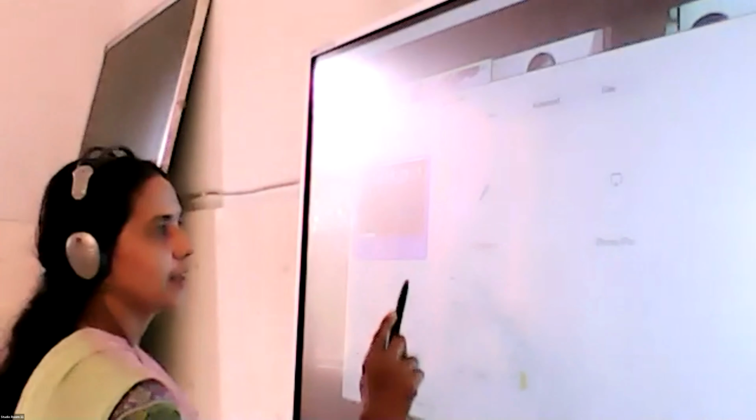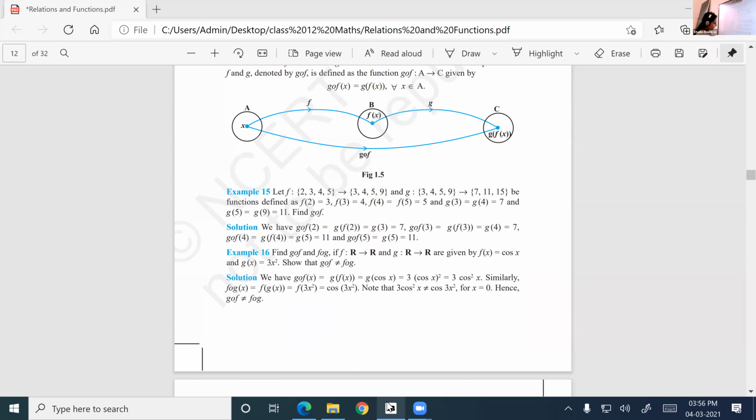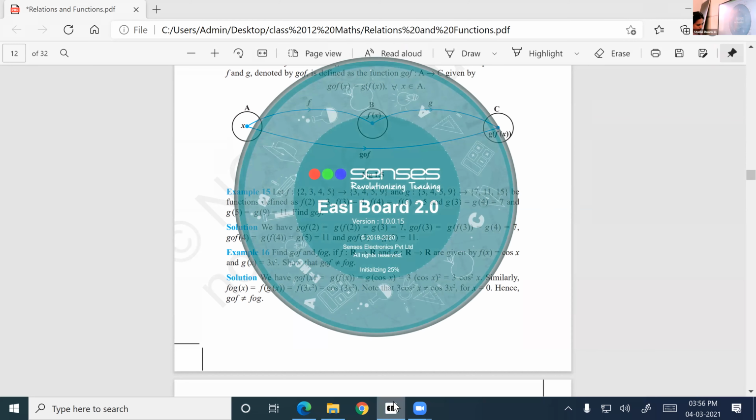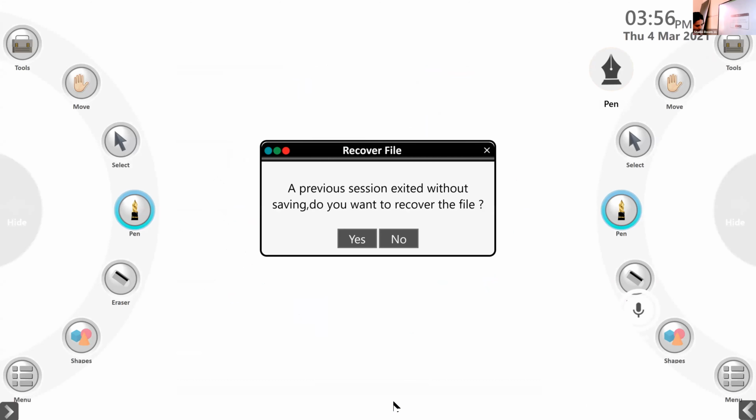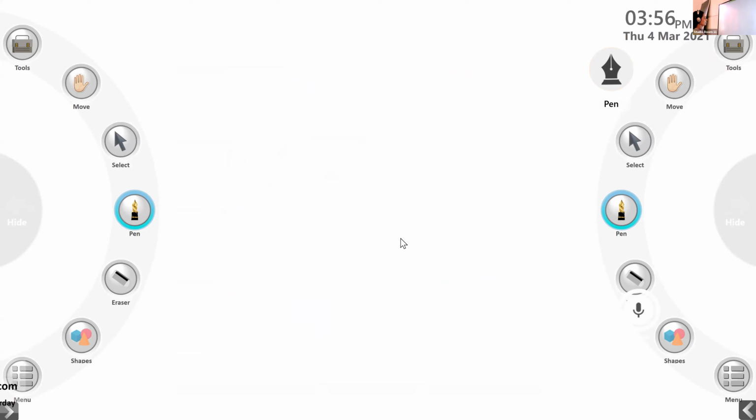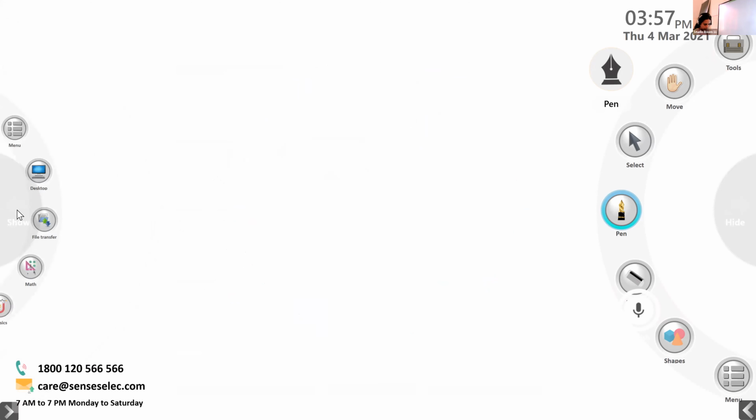Okay, so write the question. F of x is equal to x plus 7. G of x is equal to x minus 7. Find F composition G of 7.